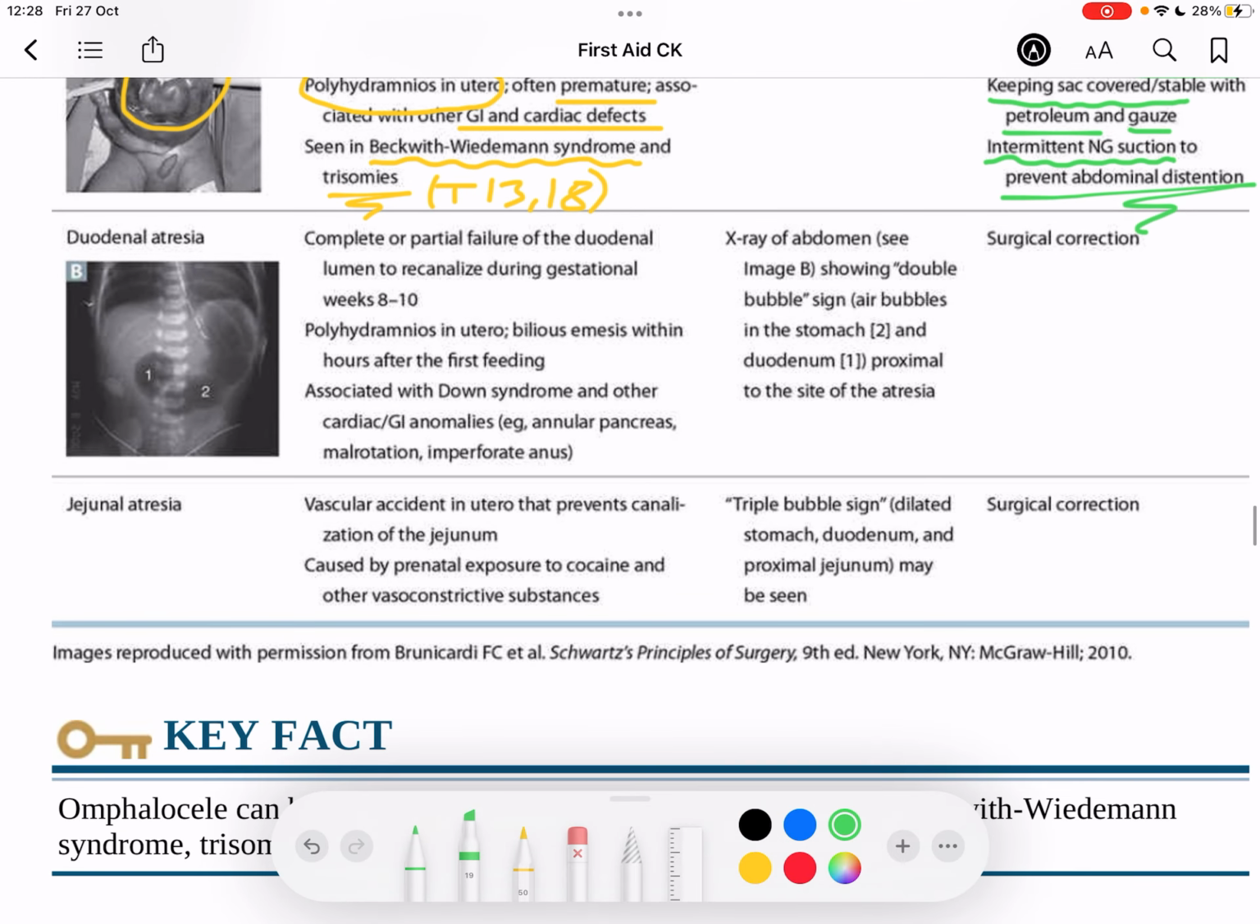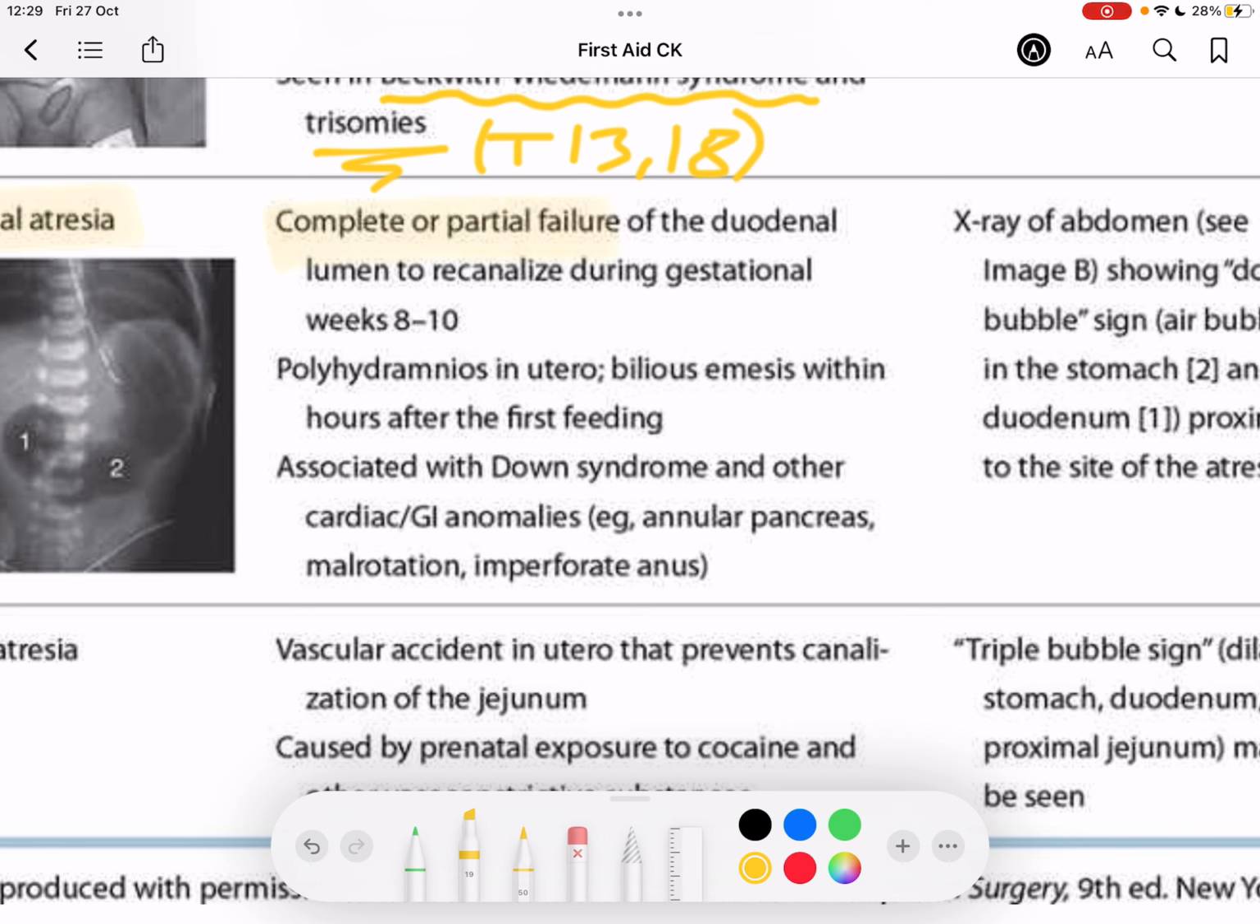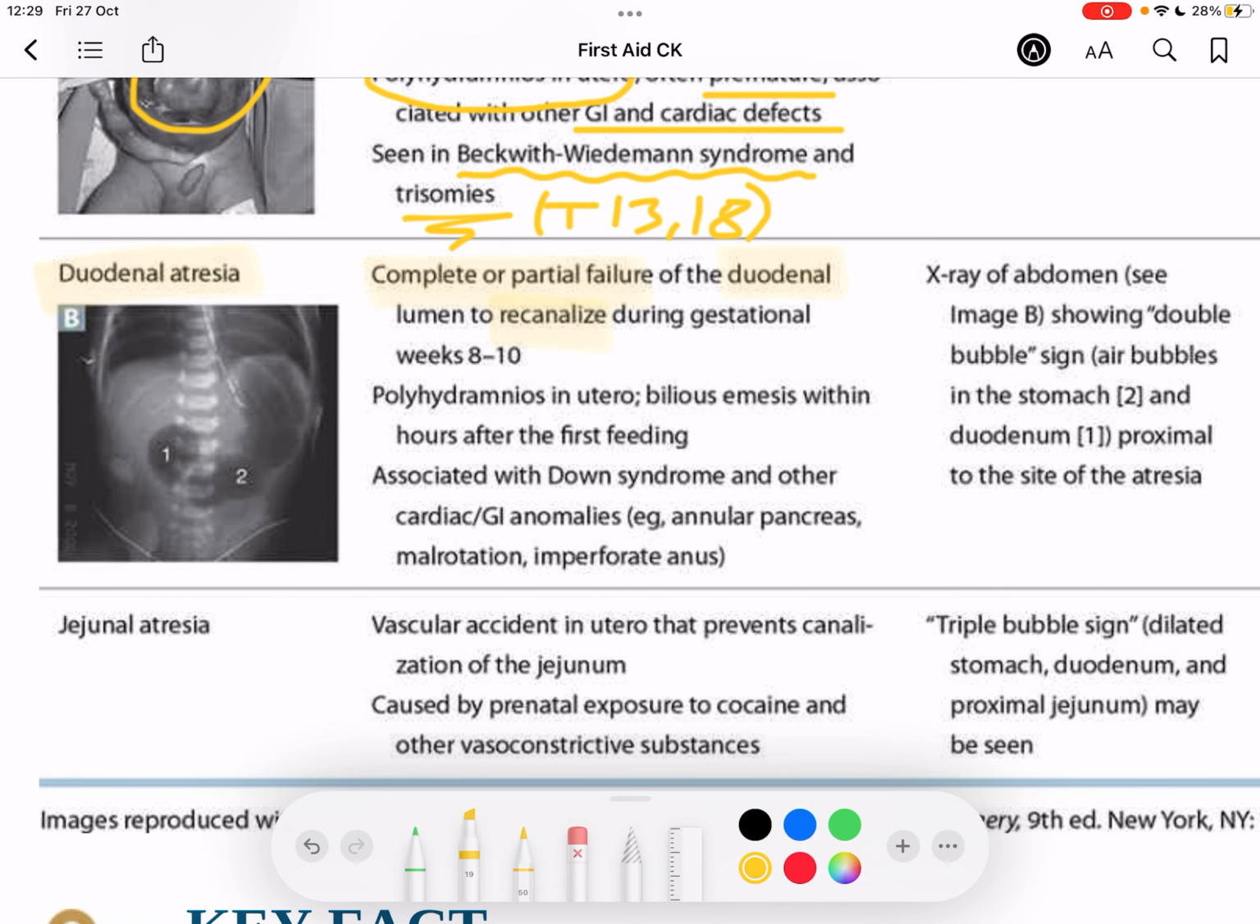Let's discuss now our duodenal atresia. Duodenal atresia is due to a complete or partial failure of the duodenum lumen to recanalize. So usually during embryological development of the duodenum, there's a physiological, i.e. a normal process that happens where the lumen of the duodenum proliferates and it completely blocks the lumen. This is normal. But then around weeks 8 and 10, this recanalizes to open up the lumen again. And duodenal atresia is essentially where it doesn't recanalize, okay?